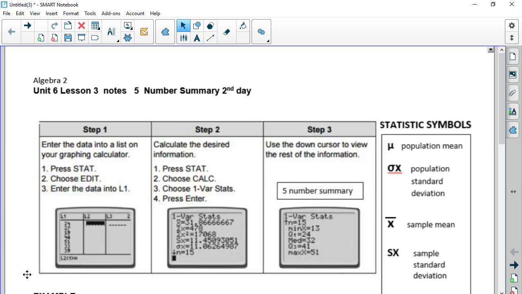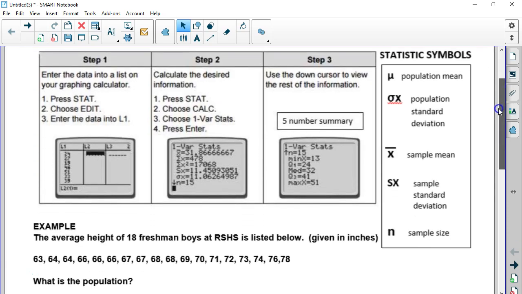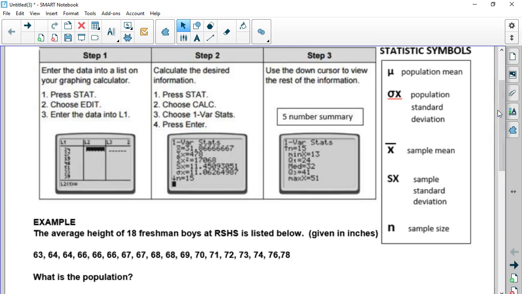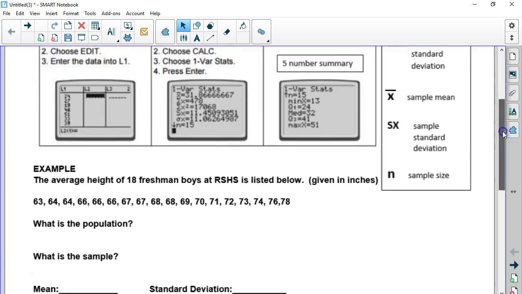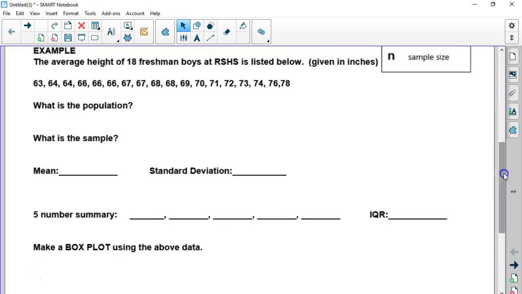Lesson 3. We are continuing with the 5-number summary from yesterday, focusing on it again today. So here's an illustration of the instructions for how to enter in the calculator, and we'll be practicing it daily in class. You can read that on your own, step by step. And on the right we have the symbols. So we're going to do an example here.